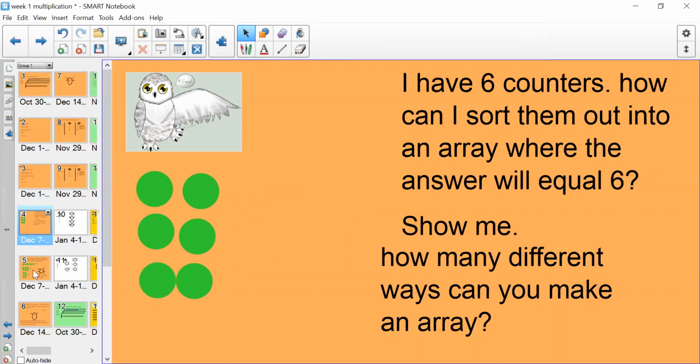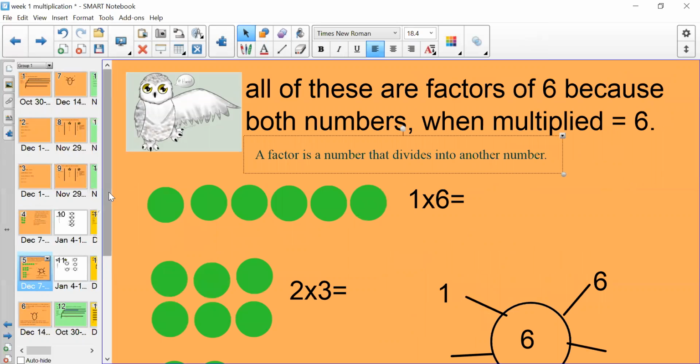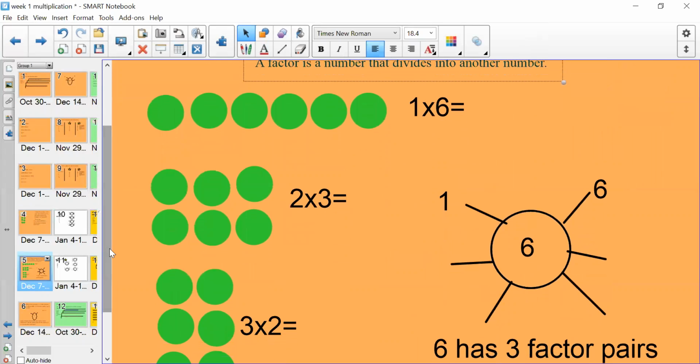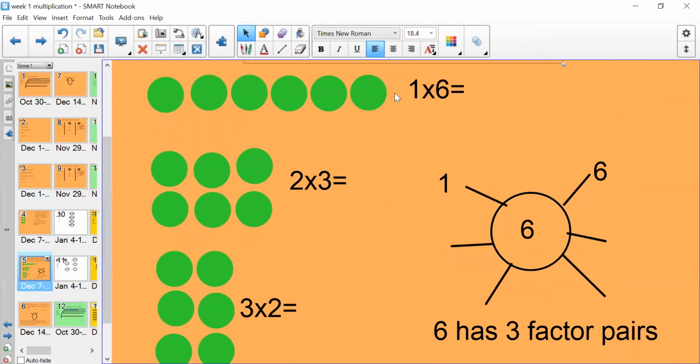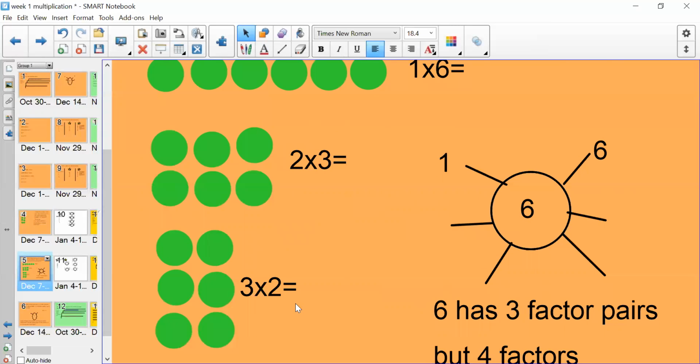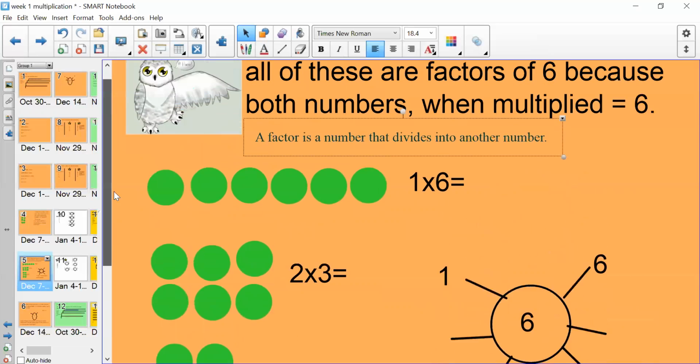So here's an example of what all the 3 different ways would have looked like. So we would have had 1 times 6, because we've got 1 repeating 6 times. Here we've got 2 times 3, which also equals 6, and it's 2 repeating 3 times. And the third way would have been 3 times 2, which also equals 6, because we've got 3 repeating twice. So that would have been your answer for the first question.